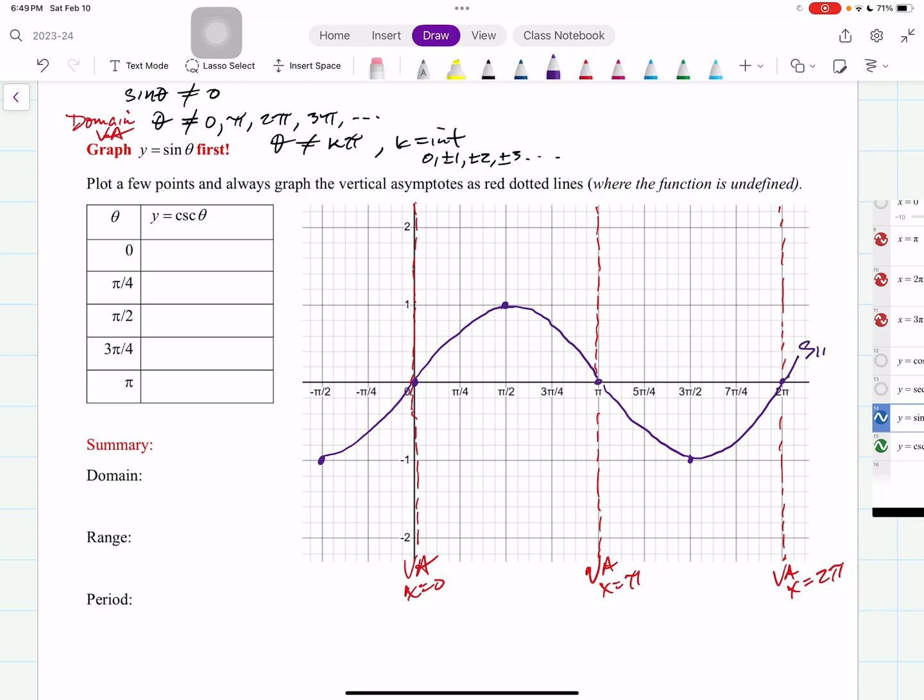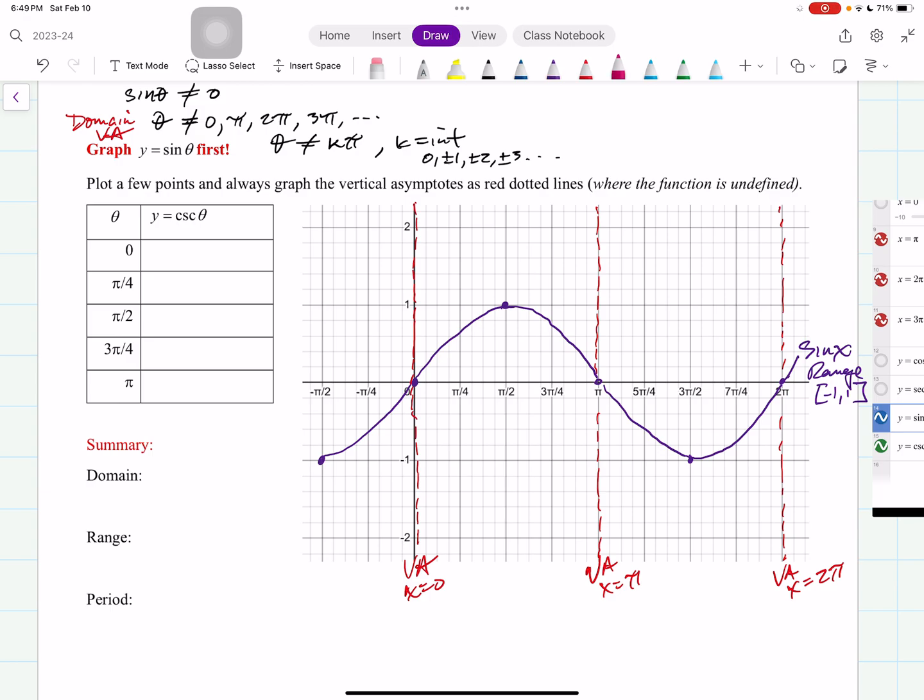Okay, so there's your sine function. And notice that the range of sine, as you guys know, is from negative 1 to 1. But watch what happens when you take a look at the reciprocal function called cosecant. Okay, watch what happens. Here we go.